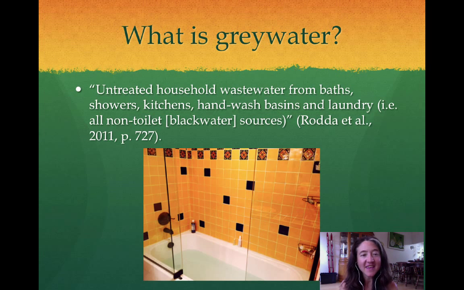So to begin with, we should define Greywater. Greywater is the untreated household wastewater from baths, showers, kitchens, hand washing basins, and laundry. It's all non-toilet sources. So this is a picture of my super rad bathtub at home, and you can see that I've got some Greywater in the tub. This is post using the bathtub, and in case you're thinking, man, that is a cool bathtub, I wish we could talk a little bit more about bathwater. We're going to come back and talk about the bathwater and what I was able to do with that bathwater as a part of this project.